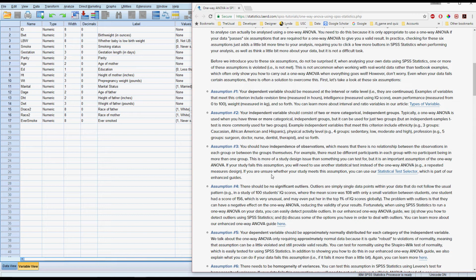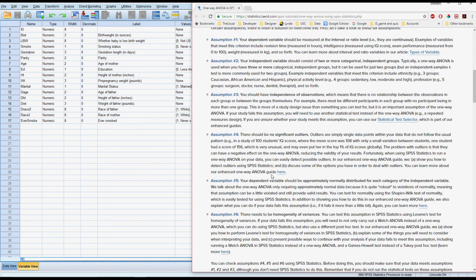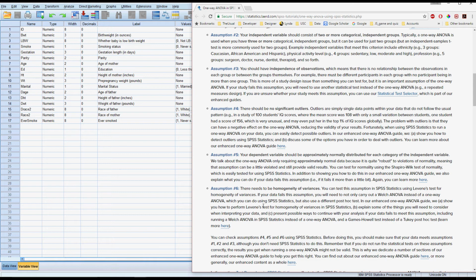that you collect. So what we're interested in SPSS is checking these last three assumptions, which are very similar to the t-test. Well, the same, I suppose. So we're looking for no significant outliers, that the dependent variable is approximately normally distributed for each category of the independent variable, and homogeneity of variances, which we can test when we run it.